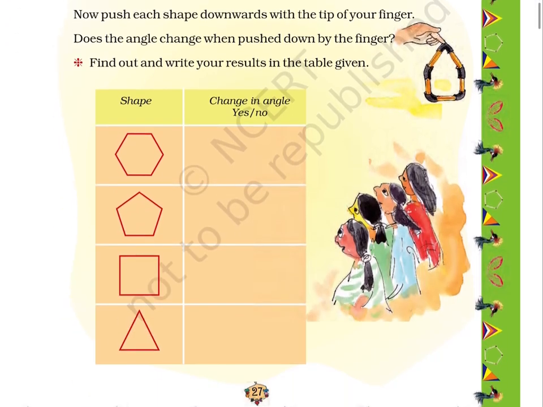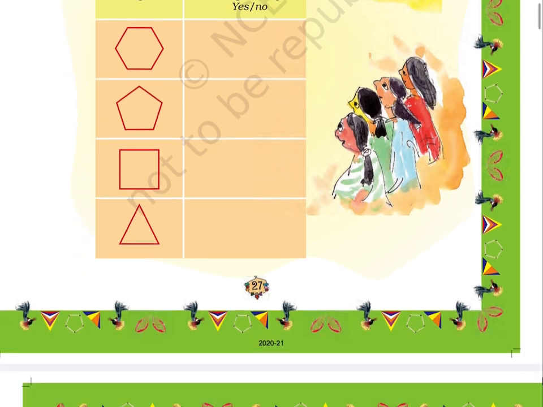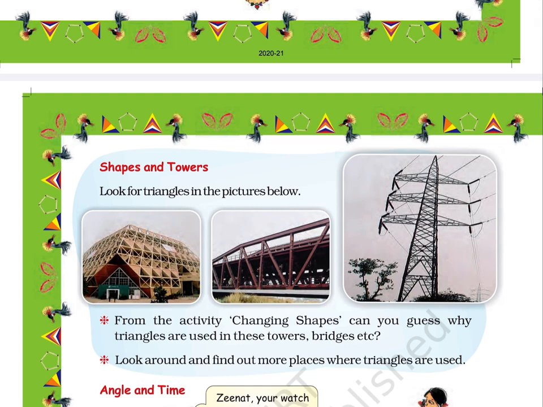2 columns are there in this table. Column 1 heading is Shape. Column 2 heading is Change in angle, yes or no. We have the different shapes mentioned in 4 rows below this: a hexagon, pentagon, quadrilateral, and a triangle. You have to find out and write your results in column 2. Part 2. The chapter 2 ends here.